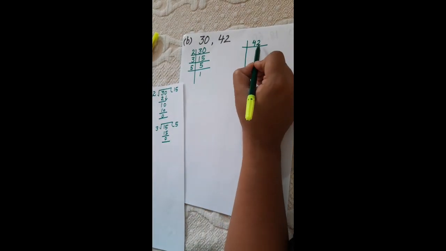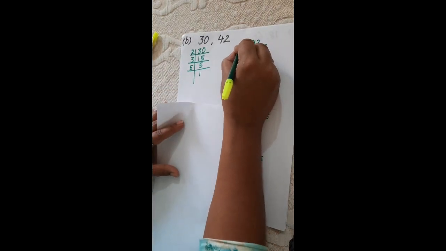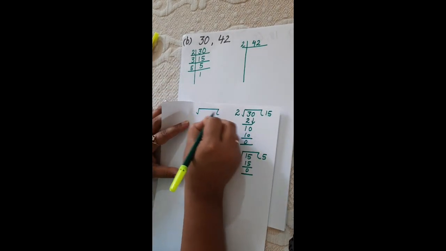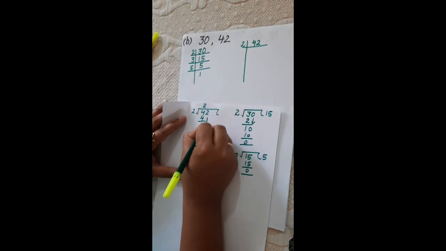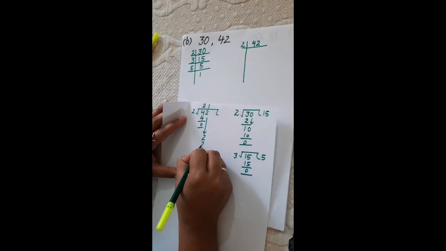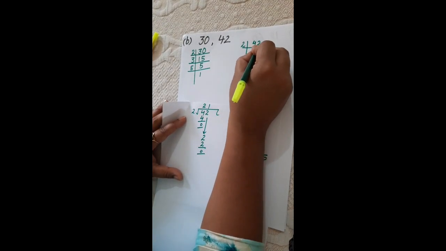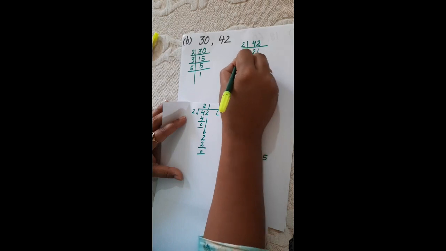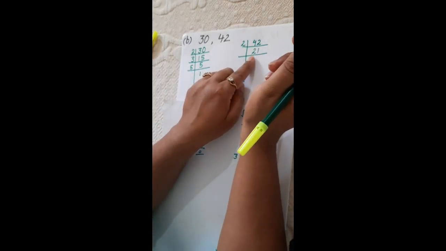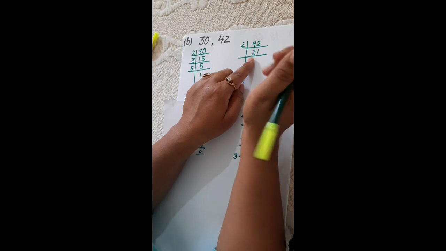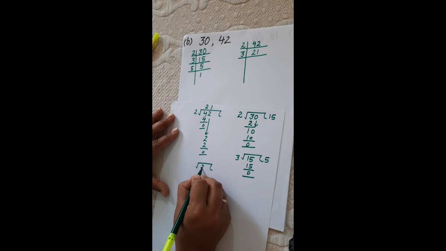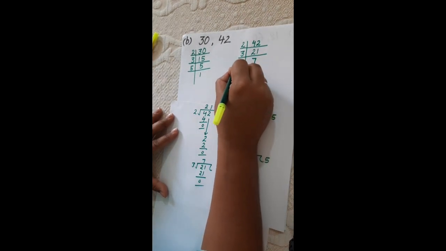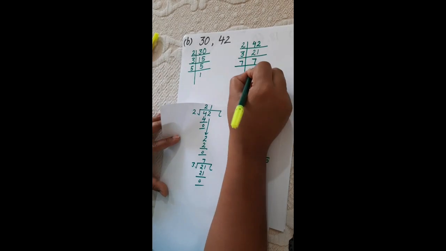For this, the last digit is 2, so we will divide 42 by 2. When you divide 42 by 2, 2 twos are 4. Here we have 2, 2 ones are 2. After dividing 42 by 2, we are left with 21. And we know that 21 is not a multiple of 2, so we will divide it by 3. If you divide 21 by 3, 3 sevens are 21, so you will get 7. And when you divide 7 by 7, you will get 1.